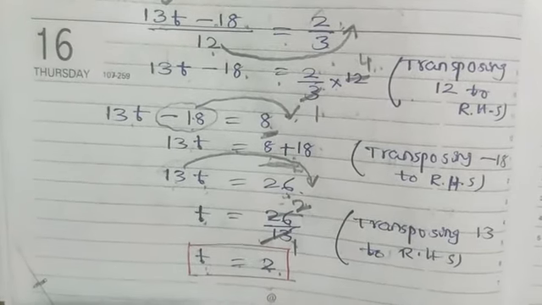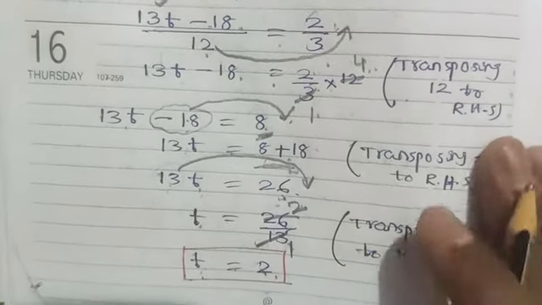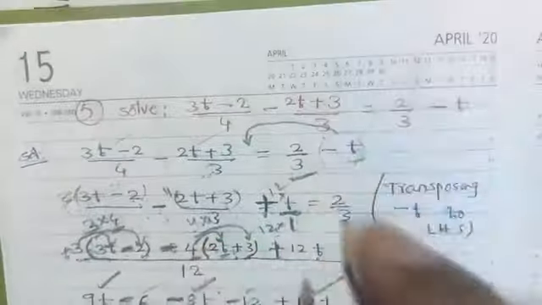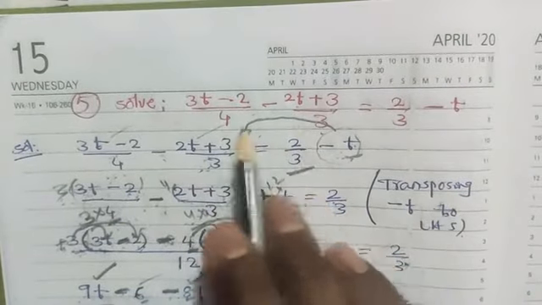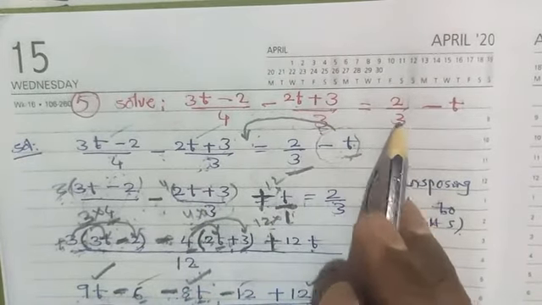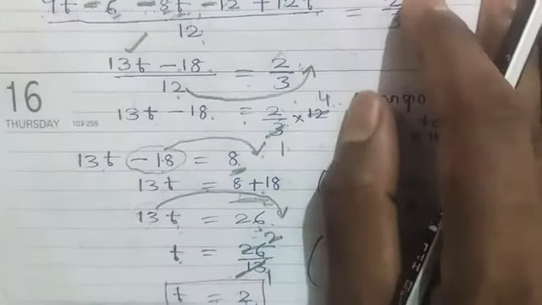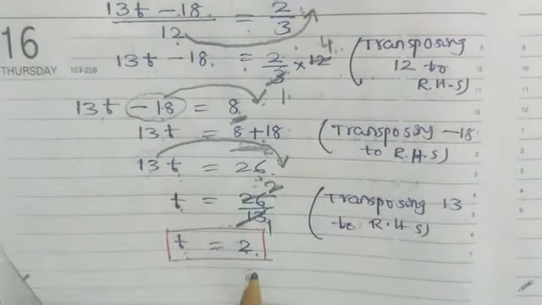So solving is done. To check whether your answer is correct or not, substitute this value t equal to 2 in the LHS and also the RHS. Both answers will be the same, so your answer t equal to 2 will be correct.